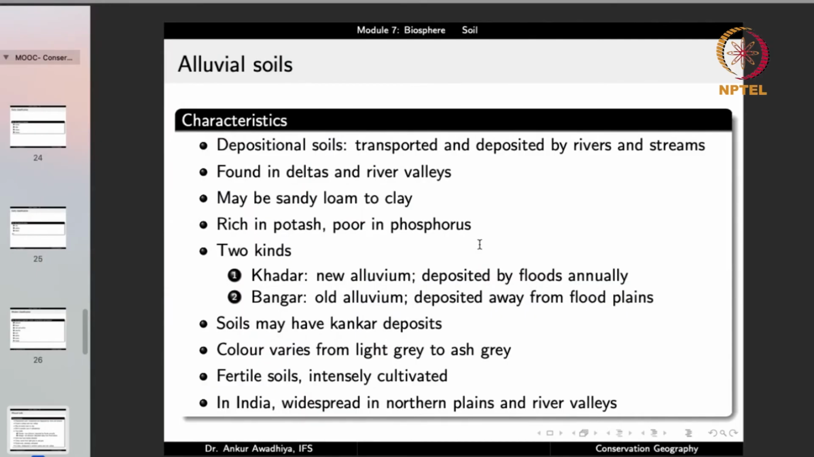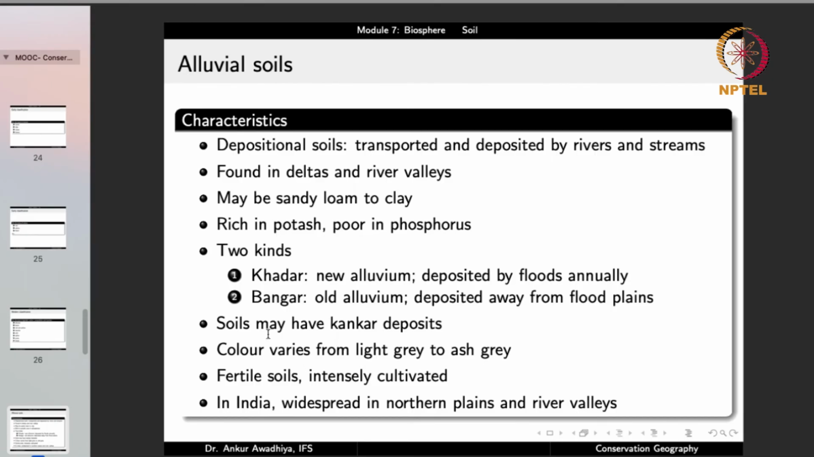It is rich in potash and poor in phosphorus. We have two different kinds of alluvium. We have khadar, which is new alluvium deposited by floods annually, and we have bangar, which is the old alluvium and has been deposited away from the floodplains.